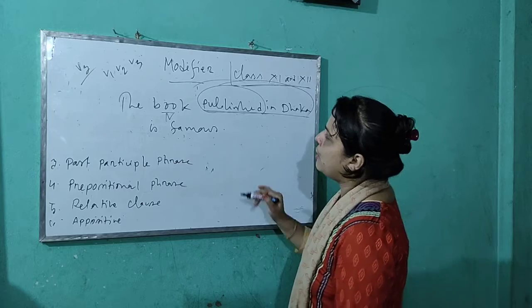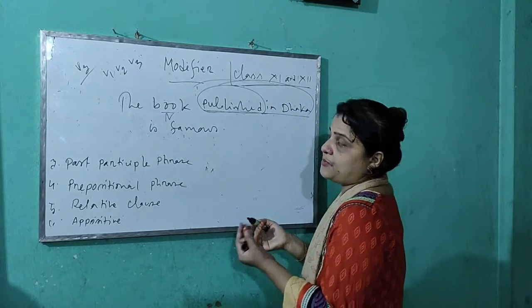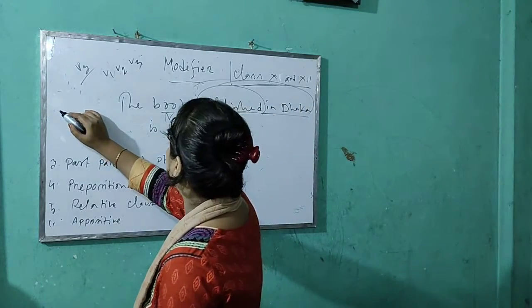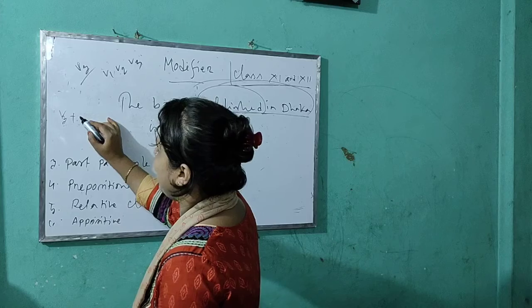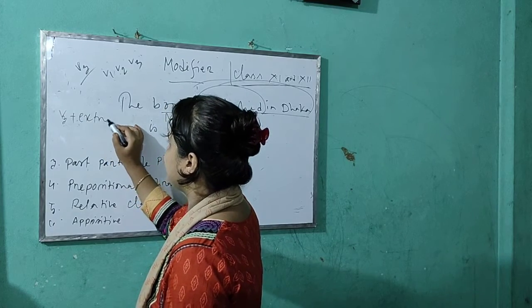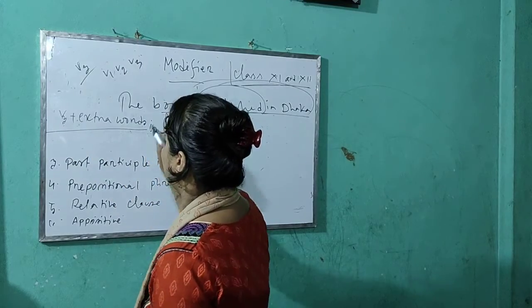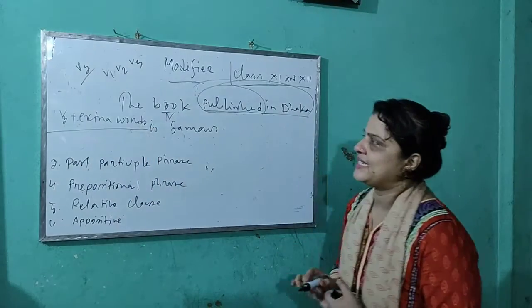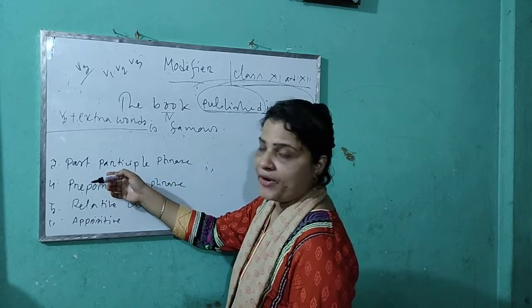So what will be the format of past participle phrase? It will be like past participle form, verb 3 plus extra words. Verb 3 plus extra words. This is basically the format of past participle phrase.